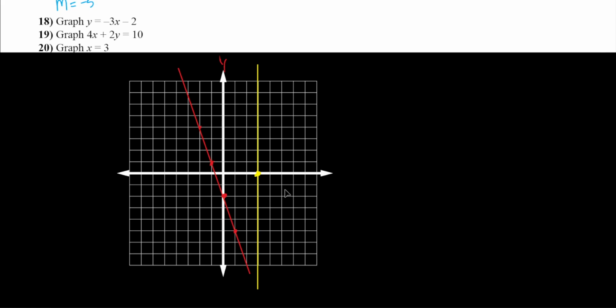We got it? Okay. Now, let's do 19. Go back to blue. First of all, are we going to graph it the way it is right there? What would I want to do to it to make it easy to graph? Slope-intercept form, that's right. So let's do that kind of quick. Move the 4x to the other side. So it's going to be 2y equals what? Negative 4x plus 10. Divide both sides by 2. Y equals negative 2x plus 5.